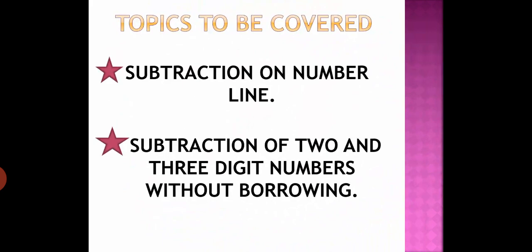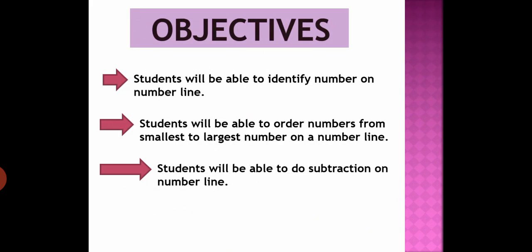The objectives of this topic are students will be able to identify number on number line. Students will be able to order numbers from smallest to largest number on a number line. Students will be able to do subtraction on number line. Let's start with the chapter.